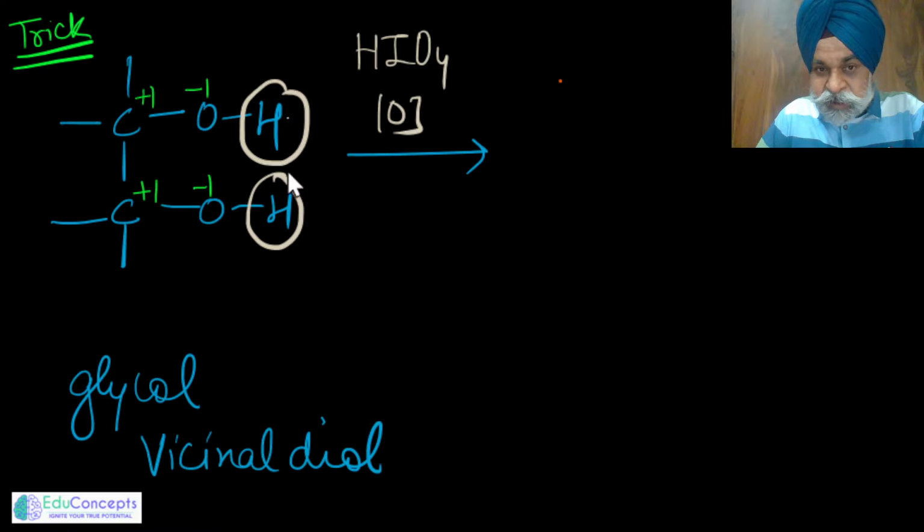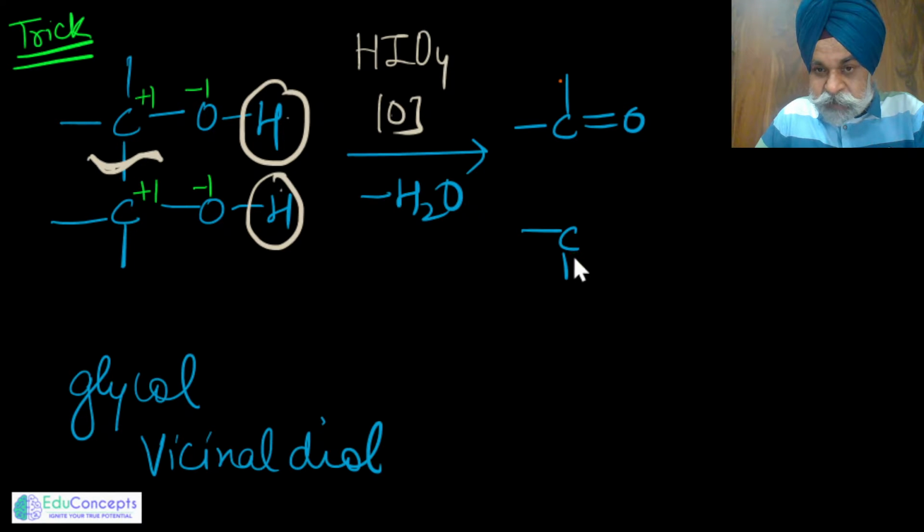So this H and this oxygen came out as water. In doing so, this bond gets broken. So this is what you call glycol splitting. As a consequence, the rest of the species would change into C double bond O, C double bond O. So this is what you call glycol splitting.